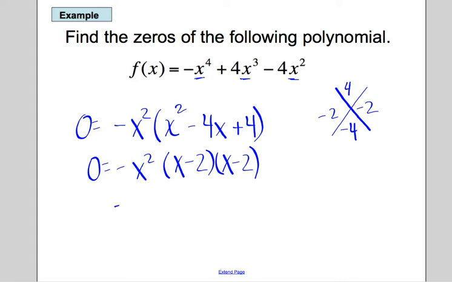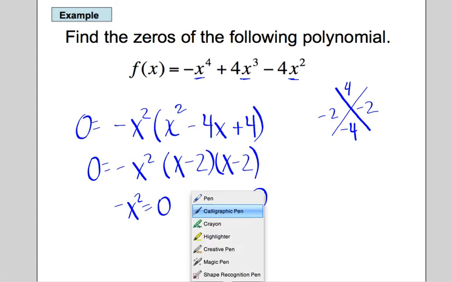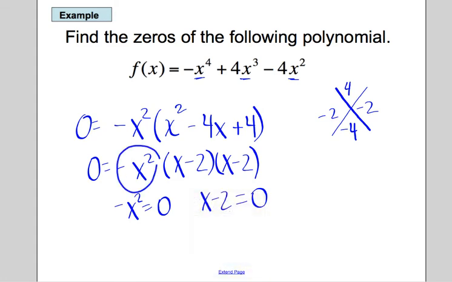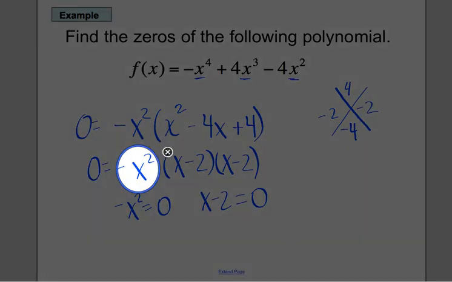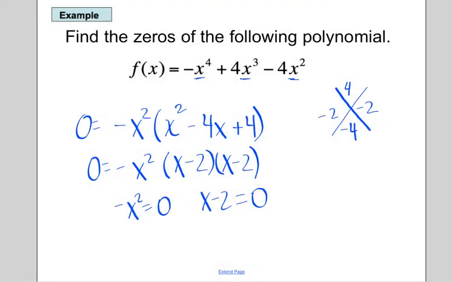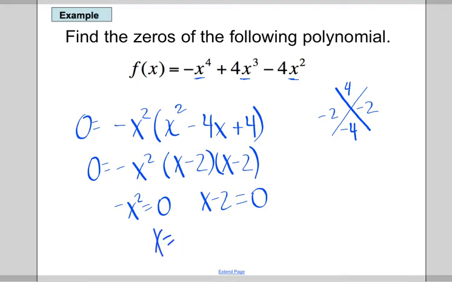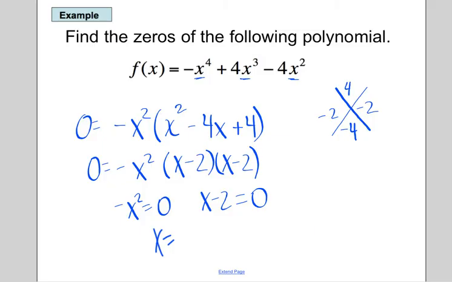The zero product property says we have to set all these pieces equal to 0. Now, a common mistake is going to be to forget that x squared in the front. The nice thing, though, is it's easy. That -x squared just gives me x equals 0. The other one is going to be +2. And so I have 2 solutions here, 0 and 2.